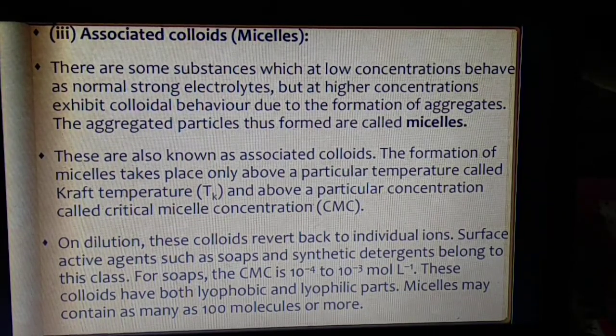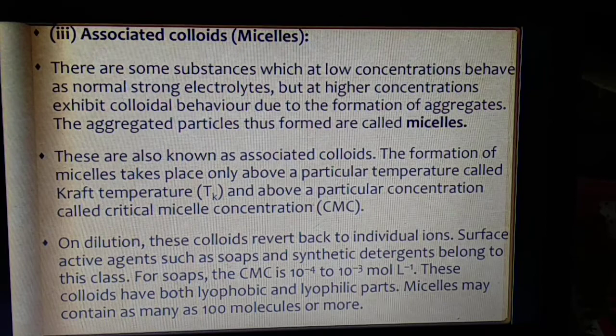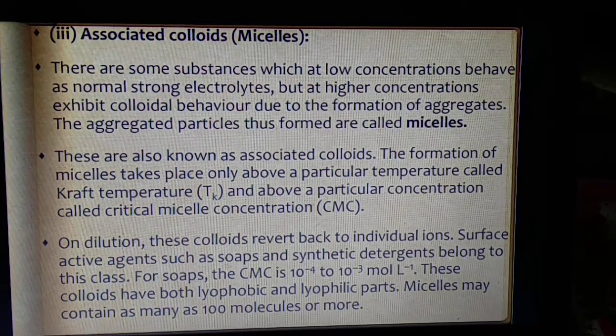micelle formation takes place, and this concentration is known as the critical micelle concentration. So what are micelles? What is Kraft temperature? What is critical micelle concentration? Students, this is very, very important. We have to learn and write this.